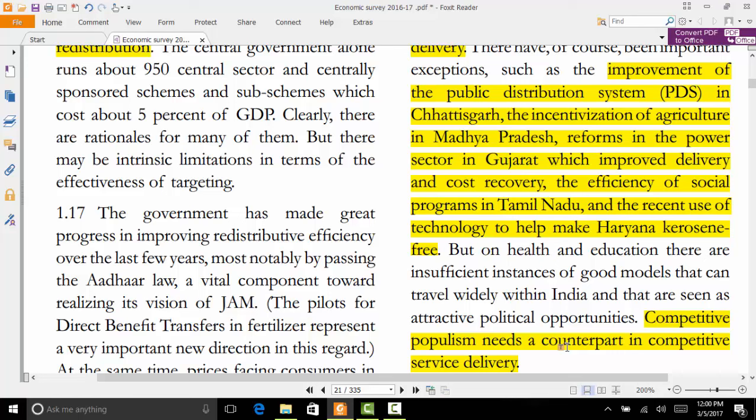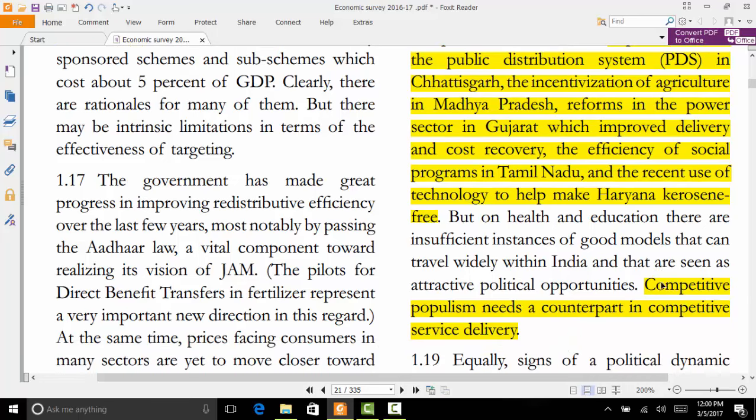In the budget also they discussed this, that Chandigarh and 8 districts of Haryana have been made kerosene free. Now read the last line, it is important, you should remember this. Competitive populism needs a counterpart in competitive service delivery. What do you understand by this? This can come as a statement in the exam. In paper 3, if the question comes, competitive populism needs a counterpart in competitive service delivery, discuss or critically analyze, whichever way it comes.